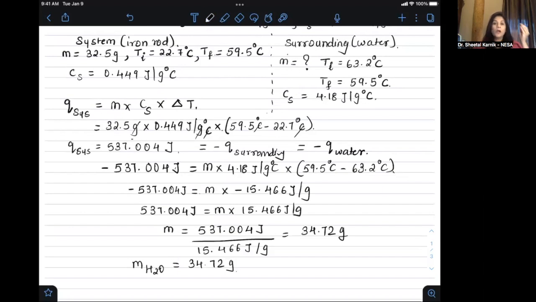This is how you would go about solving any kind of questions for heat transfer. Always start with what is the system, what is the surrounding, put down the data for the system, put down the data for the surrounding, and then Q of the system is equal to negative Q of the surrounding. Just plug in the values and you will be able to find the unknown.